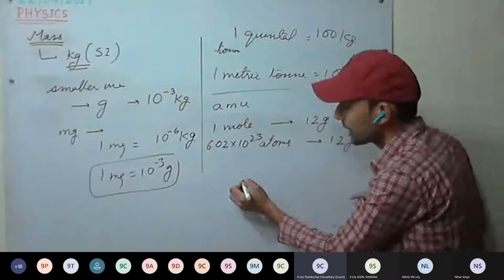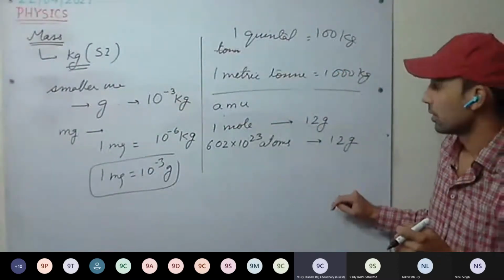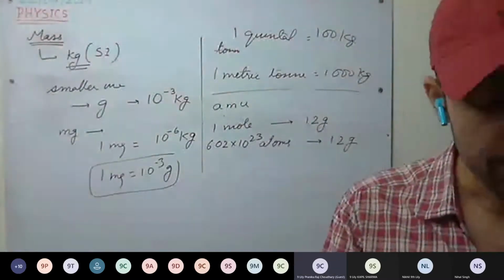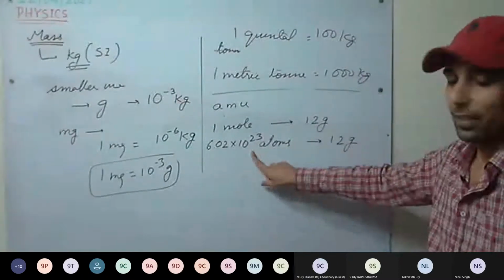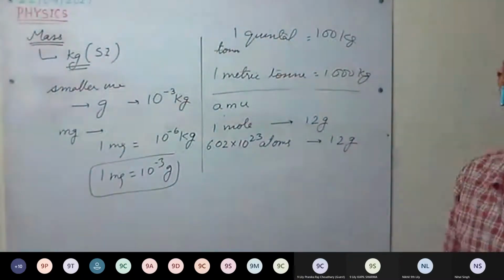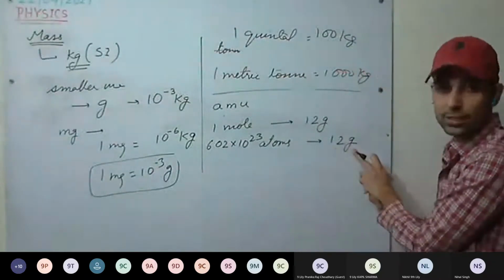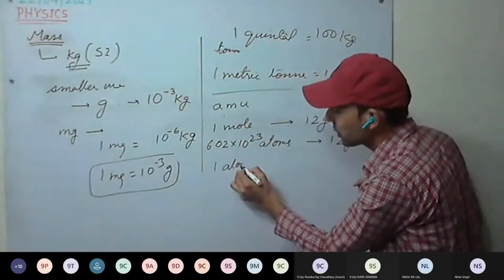A student says in the book it is written 10 raised to power 26. Okay, in a minute we'll get 26. Don't worry. So these many atoms' mass is 12 gram. This is fine. 1 atom mass will be how much?